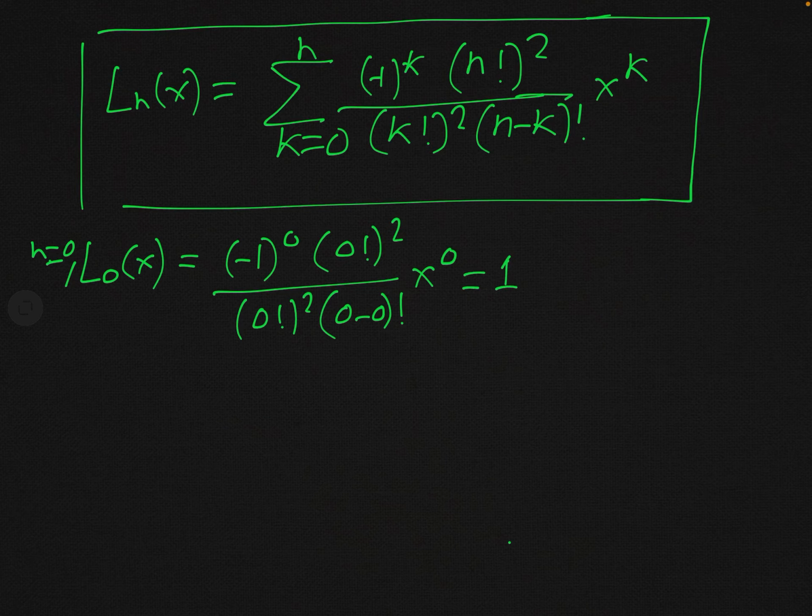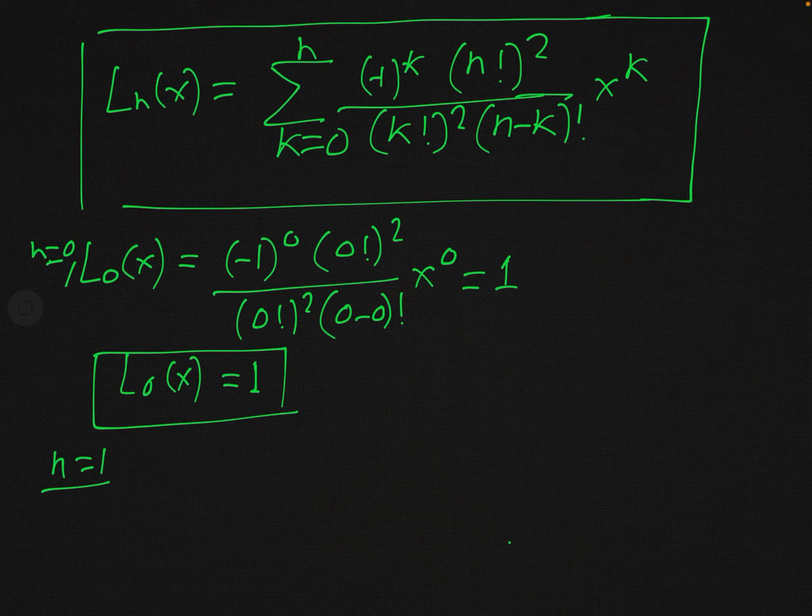It means you can see L0 of x, that is the 0 degree Laguerre polynomial, is simply equal to 1. Remember it. Now let us take n equal to 1. When we take n equal to 1, then the Laguerre polynomial L1 of x will be what? Since n is 1, the upper limit of summation is 1. It means there will be two terms in the RHS, one for k equal to 0 and another for k equal to 1.